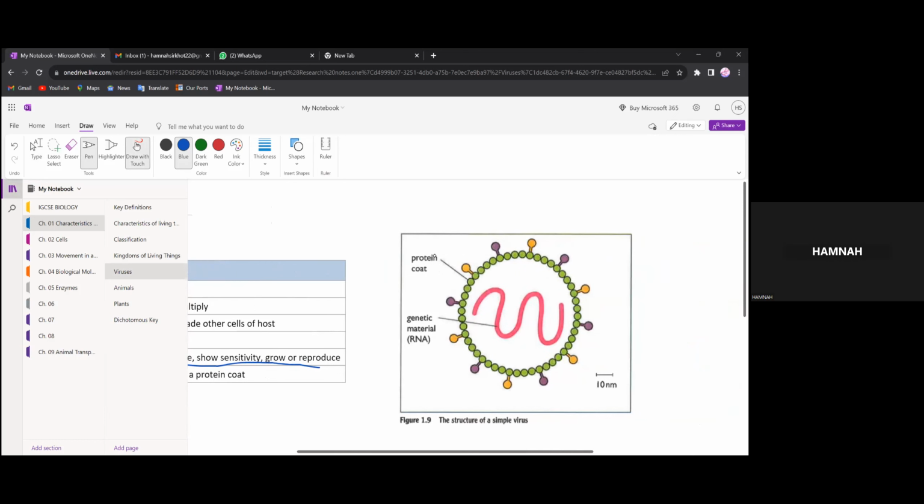But what are the two things that a virus has? The structure of a virus: it has genetic material and protein code. Yep, genetic material and protein code.